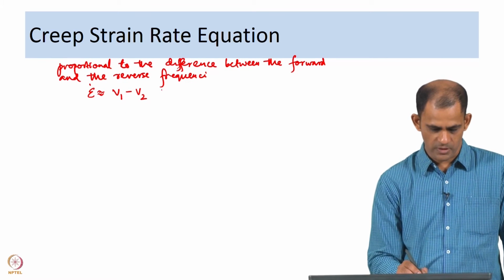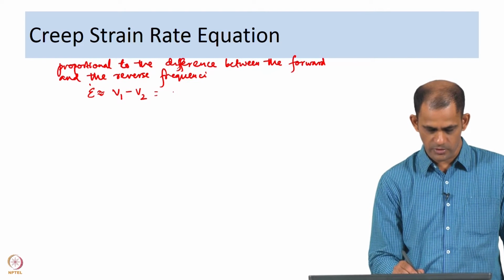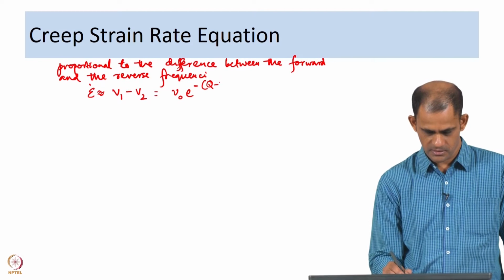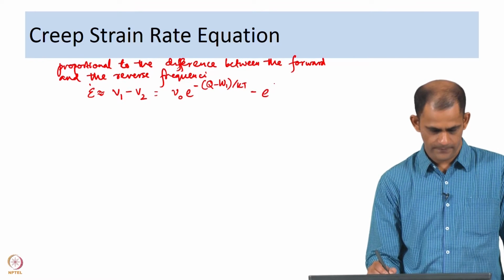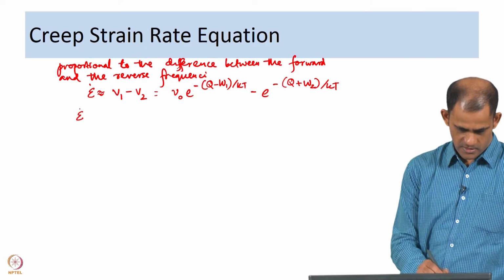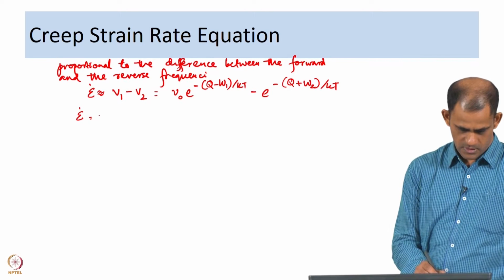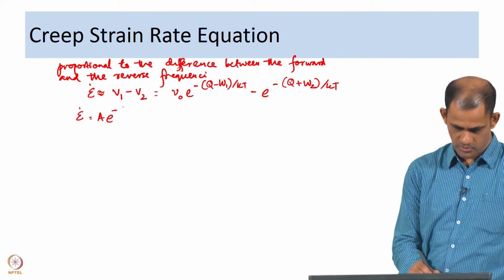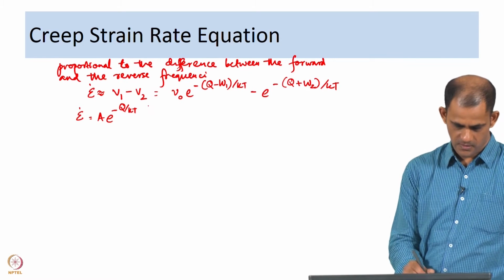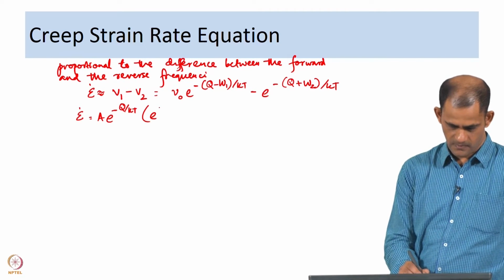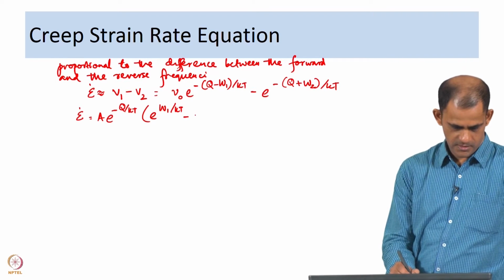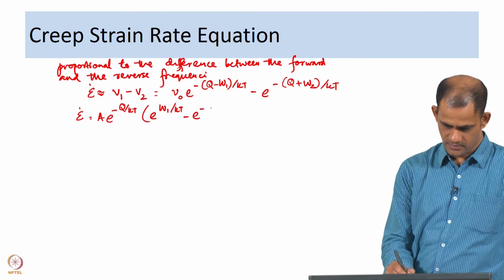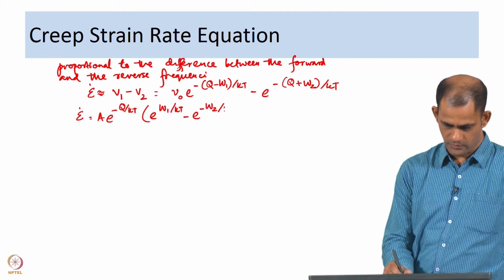Since nu 1 and nu 2 have already been given, it is going to be nu naught e to the power minus (Q minus W1) over kT minus e to the power minus (Q plus W2) over kT. So, this makes the strain rate equal to some constant times e to the power minus Q over kT, into e to the power W1 over kT minus e to the power minus W2 over kT.